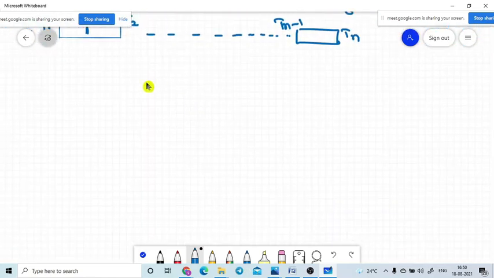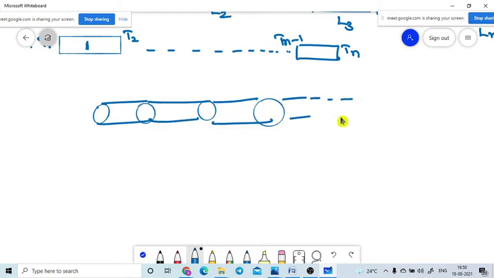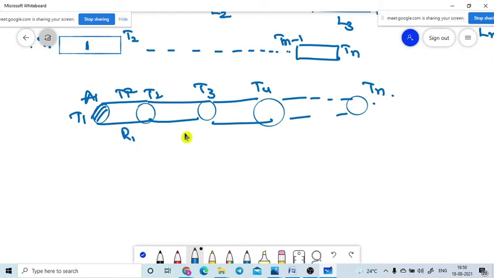Then what is the equivalent thermal resistance of the total material? So the materials are like this. Here is one material, another material is like this, another material is like this, and so on. N materials are connected in series. This material has area of cross section A1, this side is T1, this side is T2, this side is T3, T4, and so on. Here is Tn. So the first material resistance is R1, R2, R3, and so on. Rn is the last material resistance.